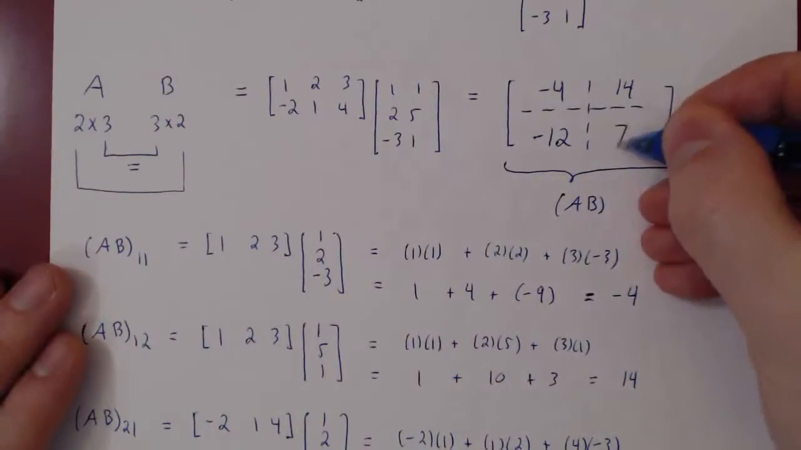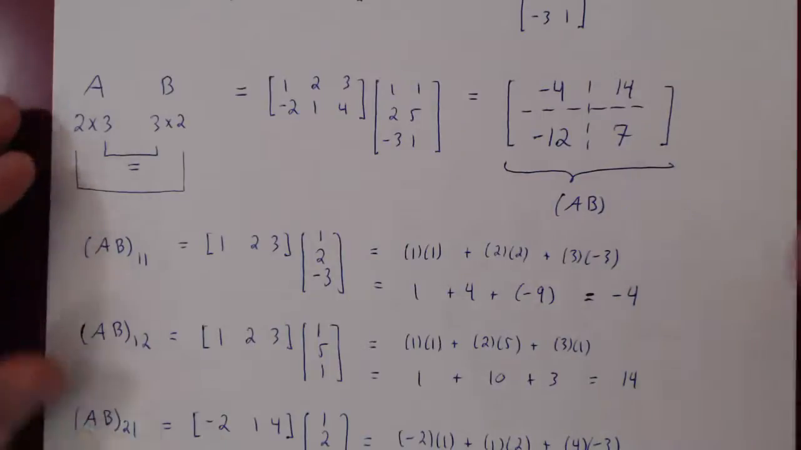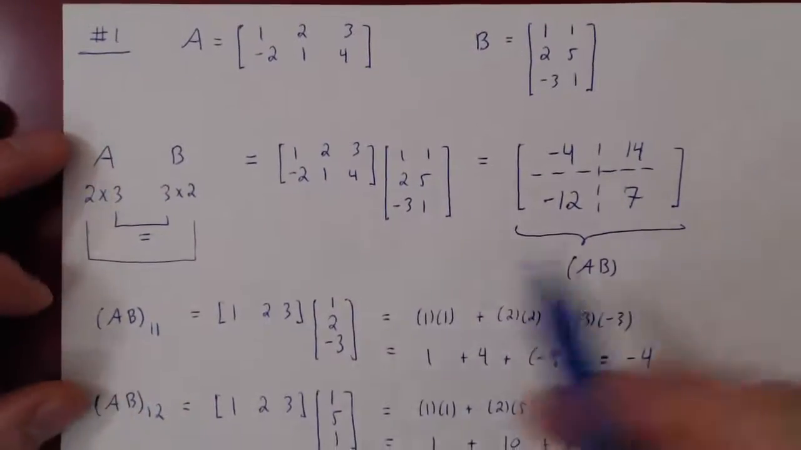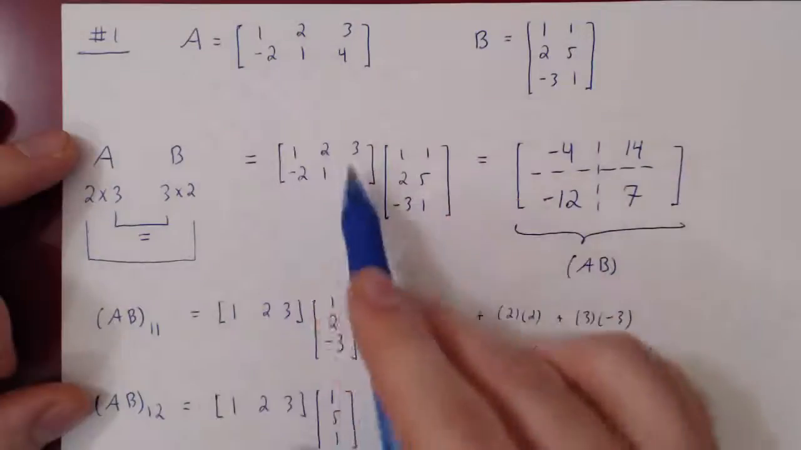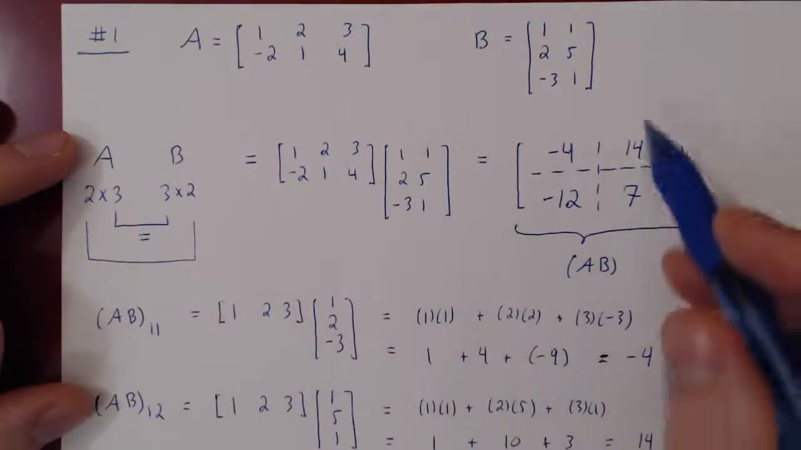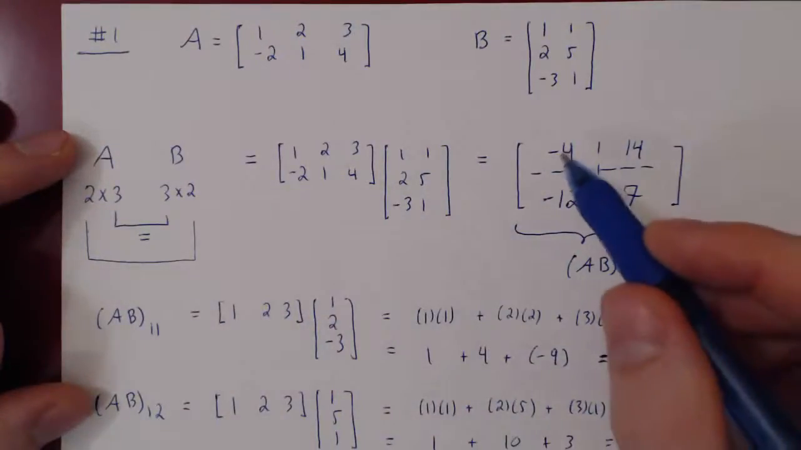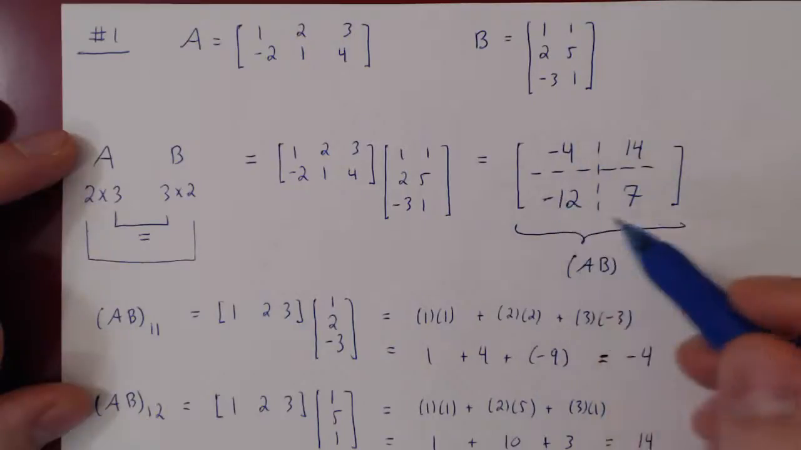And there you have it. We have computed our first non-trivial matrix multiplication. The matrix A times the matrix B is a 2 by 2 matrix, and it is given by negative 4, 14, negative 12, 7.